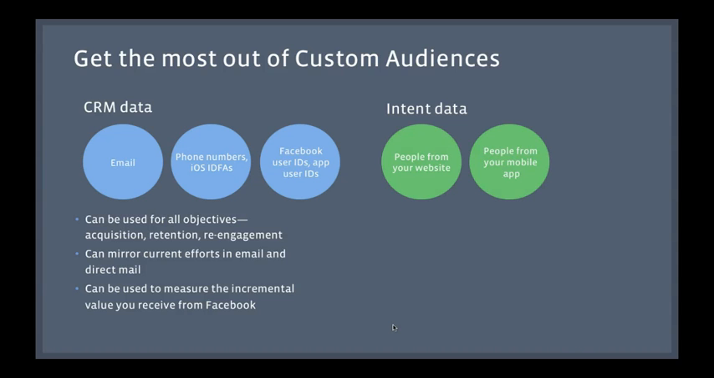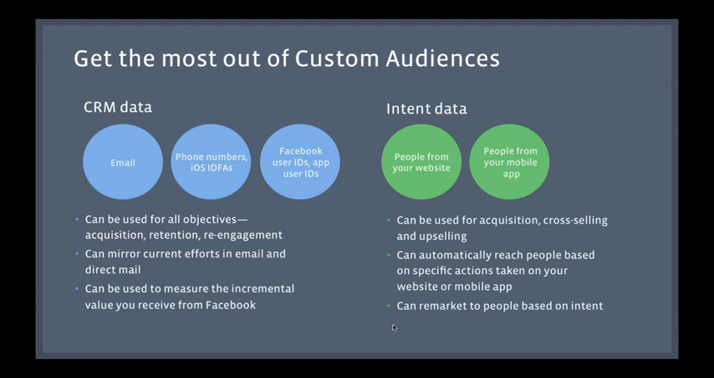When we're talking about intent data, there are really two main sources of this, people who visited your website and people who visited your mobile application. And so this is sort of a classic retargeting strategy. It's really great for acquisition, so people who've already demonstrated intent to purchase or interest in your product, maybe they've made it to your website, they've looked at a particular product, maybe even put it in their shopping cart but haven't converted. This is a great way to push them to the point of conversion.